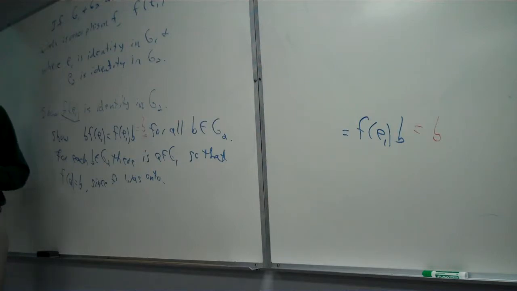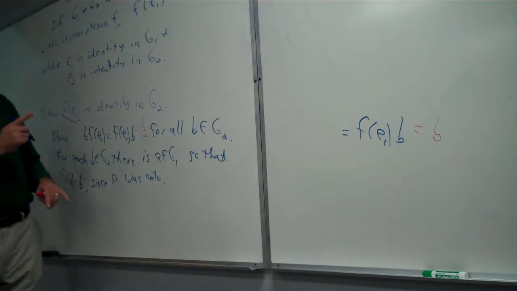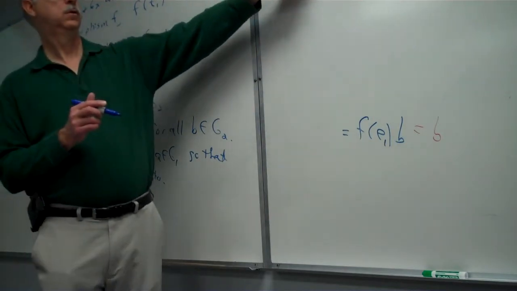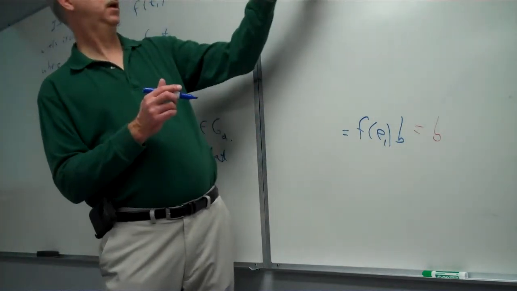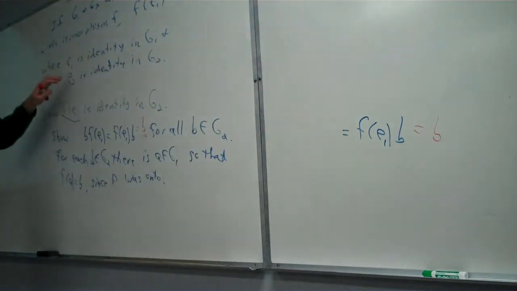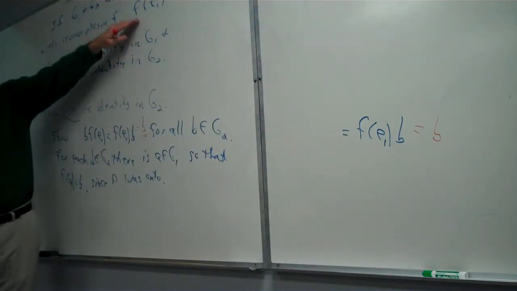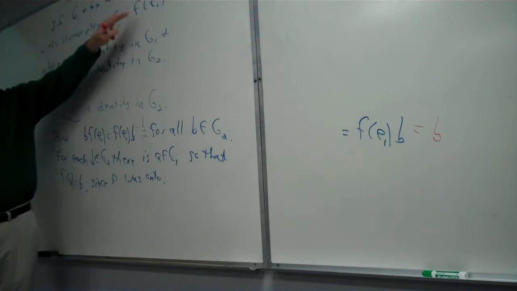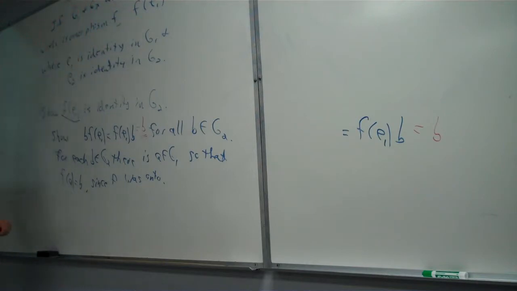F of E1 is equal to E2. F of which say? Read second line, left side. Okay, so second line. No, left side of the board. Oh, all right, over here. Oh, yeah, I mean, we don't know that F of E1 equals E2. That's what we're trying to prove. Got it.